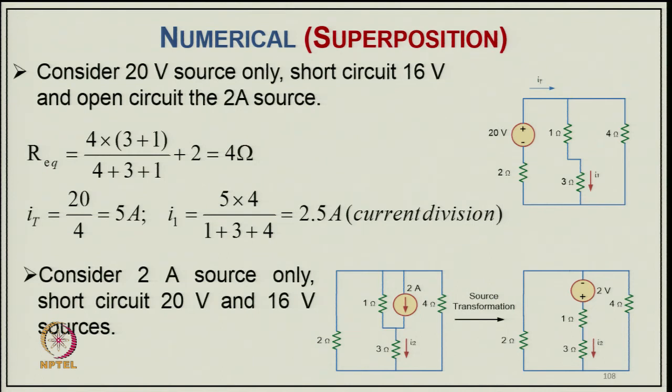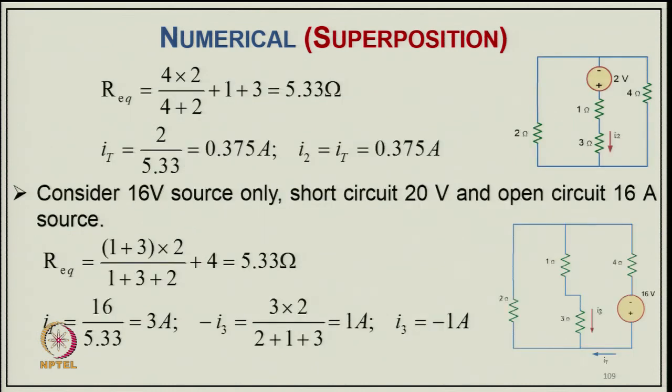Now, consider only the 2 ampere source: we take only the current source and short circuit the voltage sources, typically the 20. So, the circuit comes in this fashion, which you can convert to this equivalent. From this you can find the equivalent resistance, the total resistance of these two in parallel and then in series with this, which comes to 5.33, and now you can find the current I equal to 2 divided by 5.33.